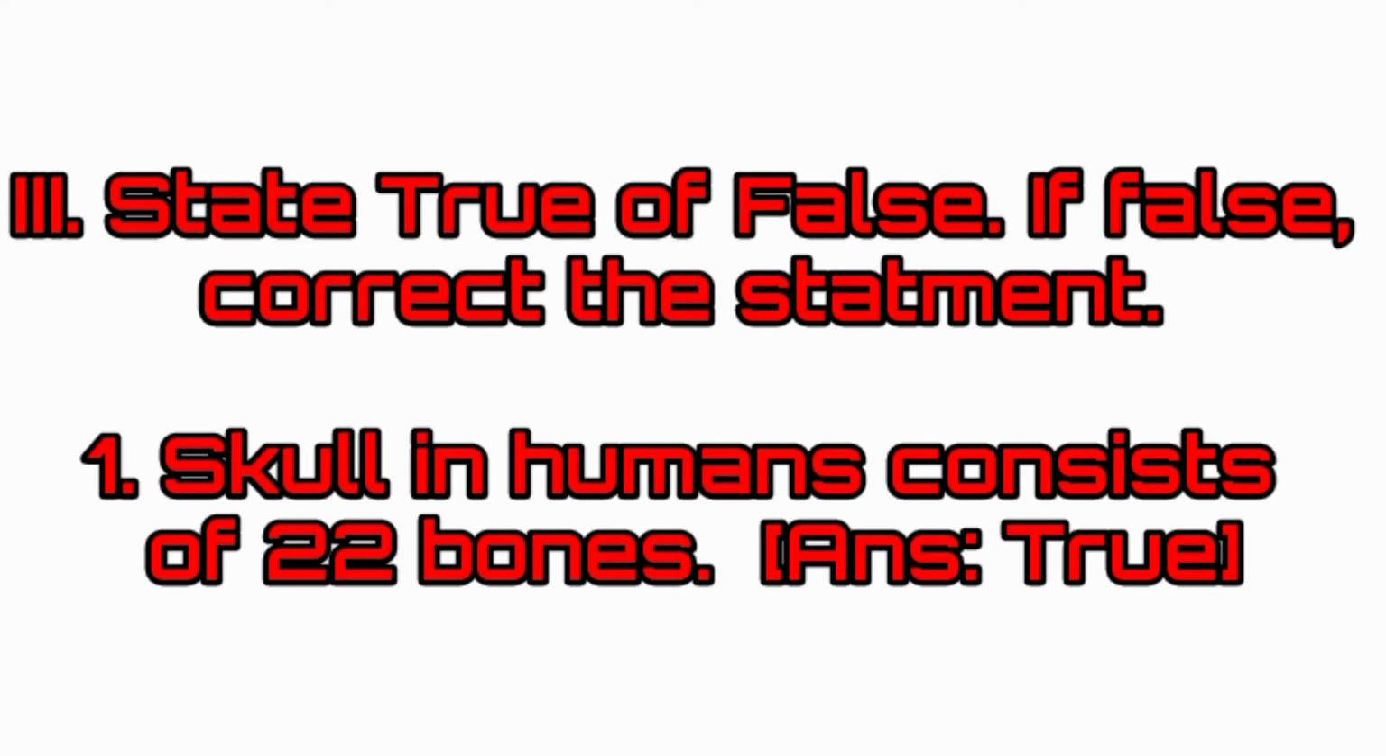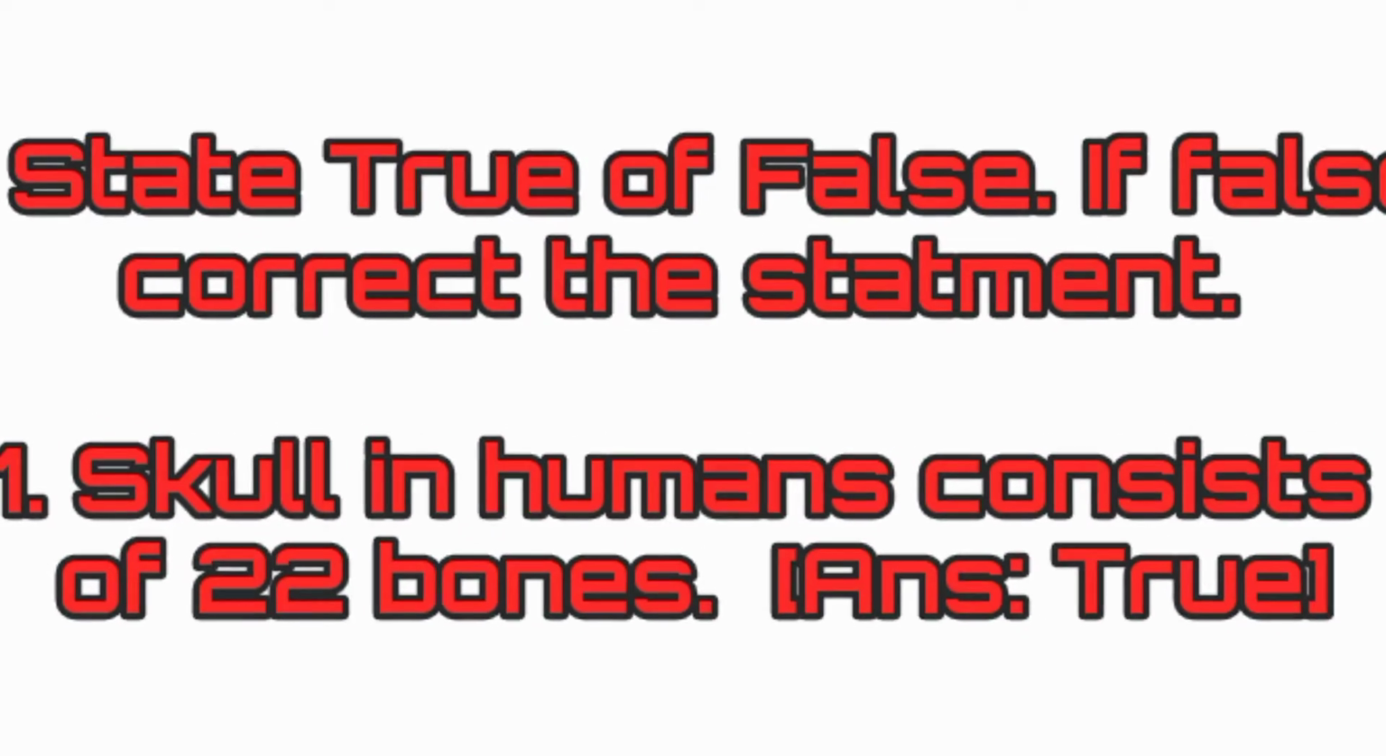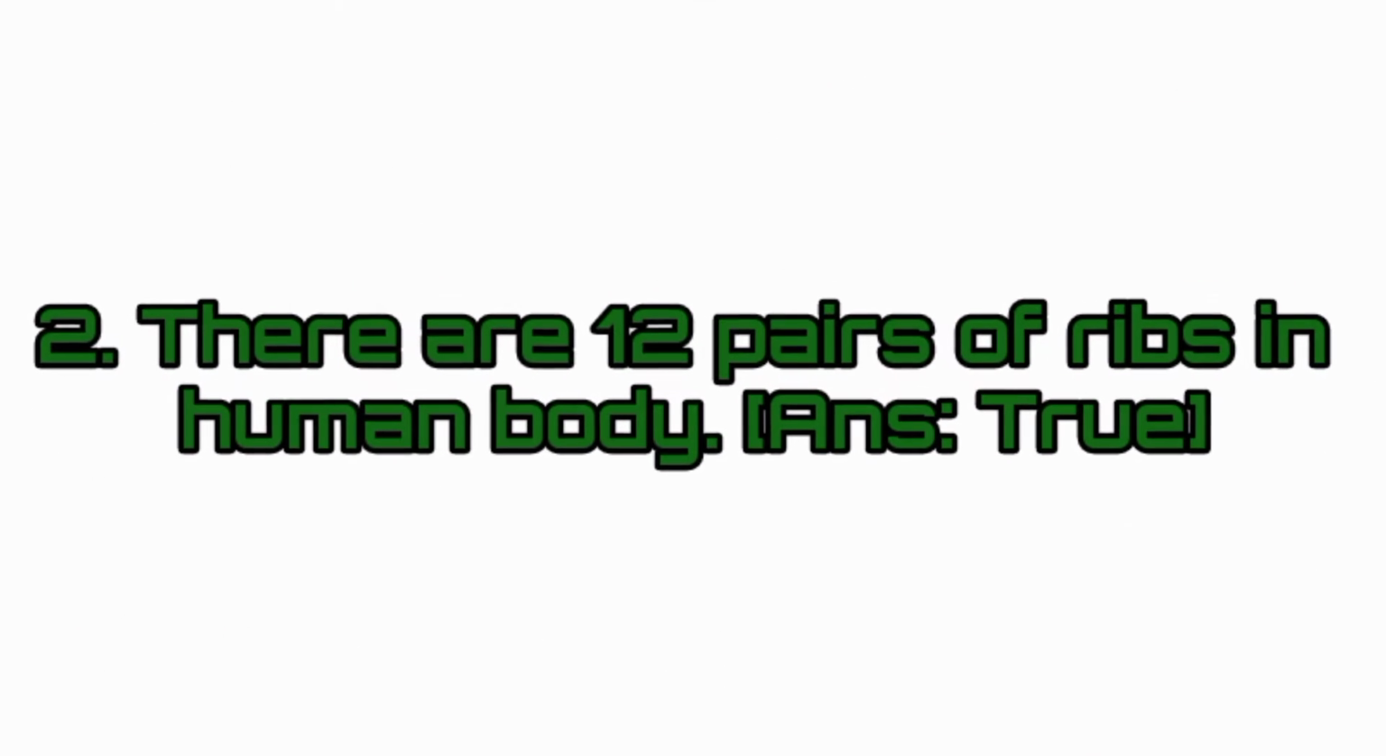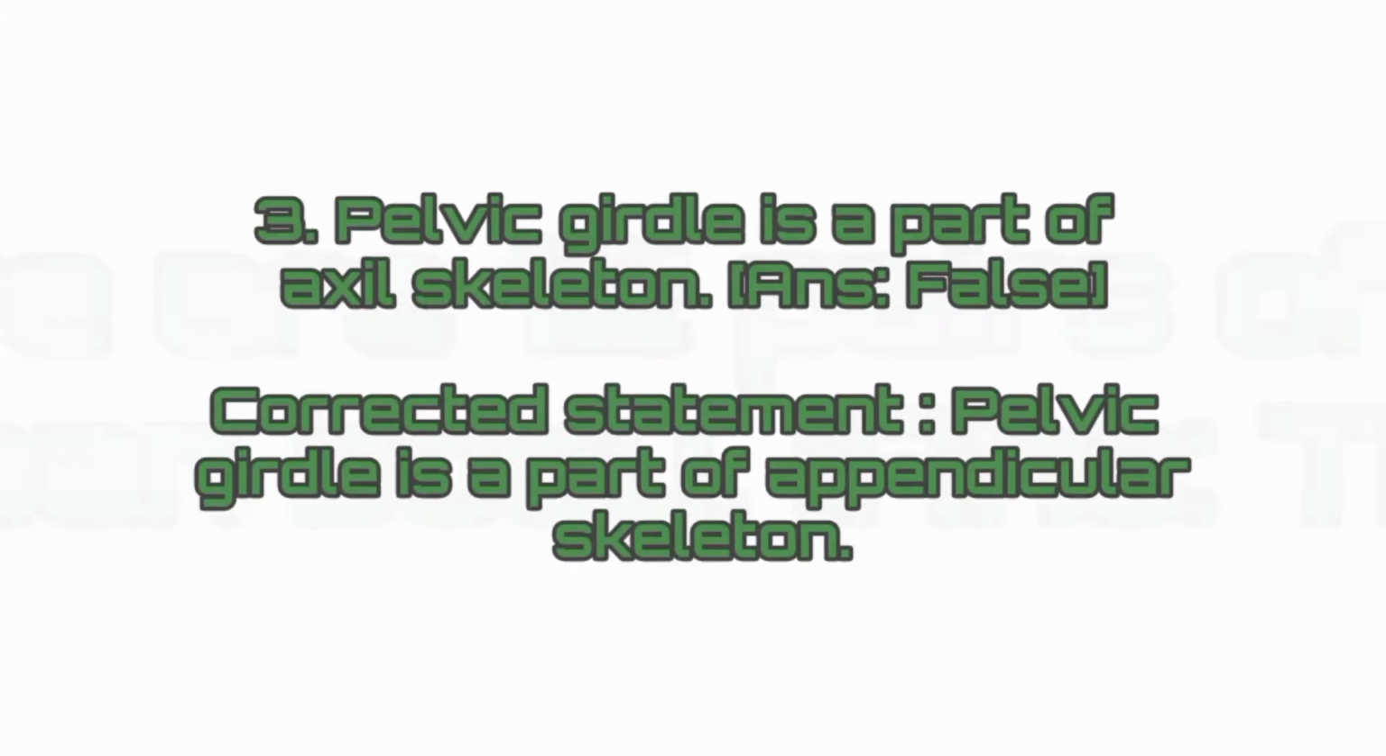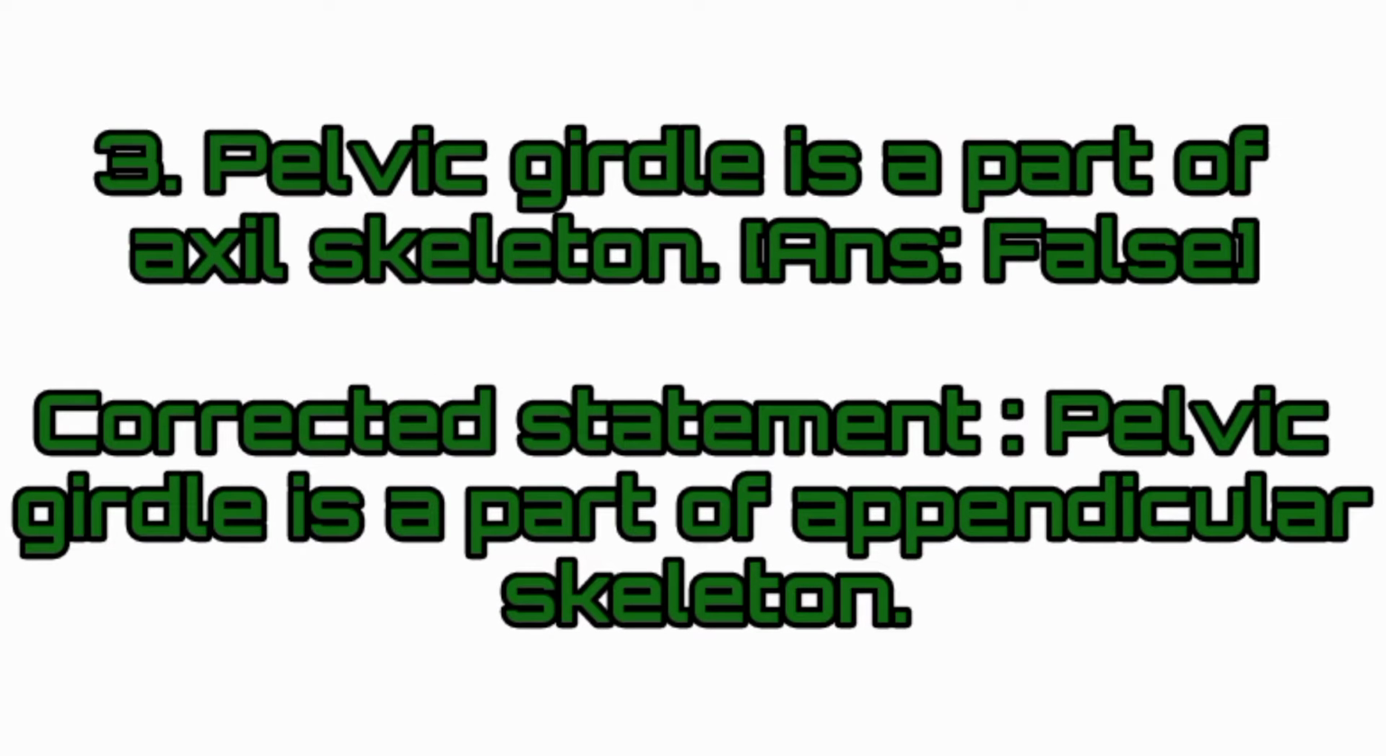State true or false. If false, correct the statement. Skull in humans consists of 22 bones. Answer: true. There are 12 pairs of ribs in human body. Answer: true. Pelvic girdle is a part of axial skeleton. Answer: false. The correct statement is, pelvic girdle is a part of appendicular skeleton.